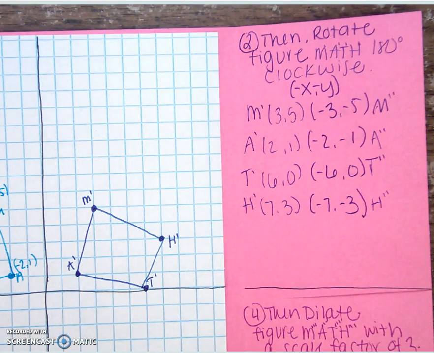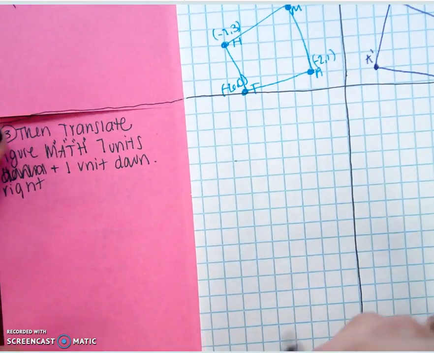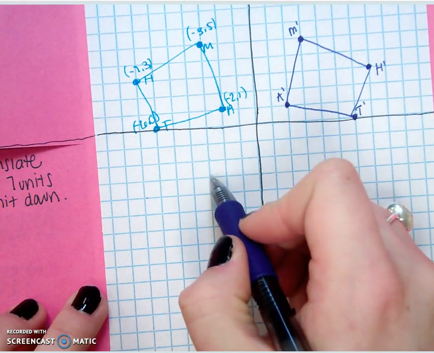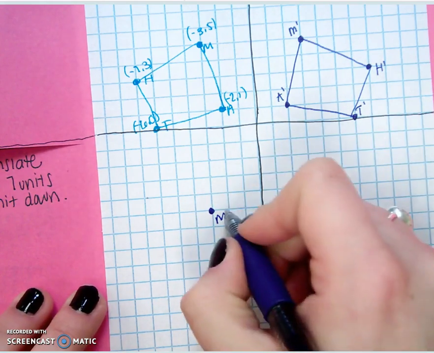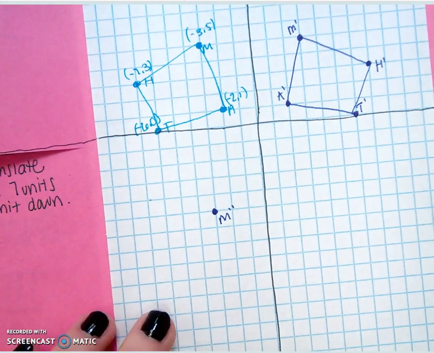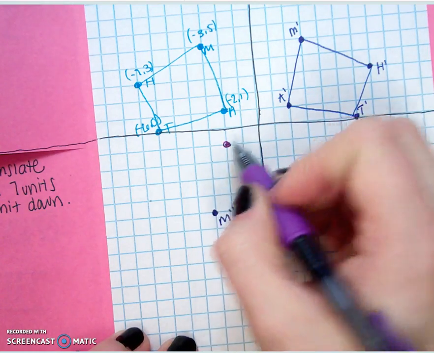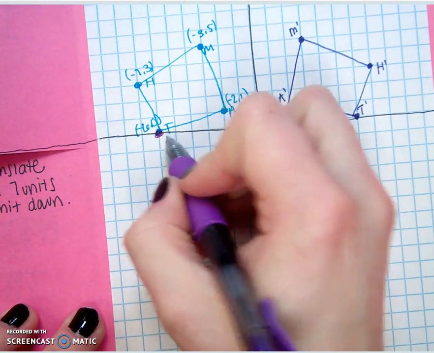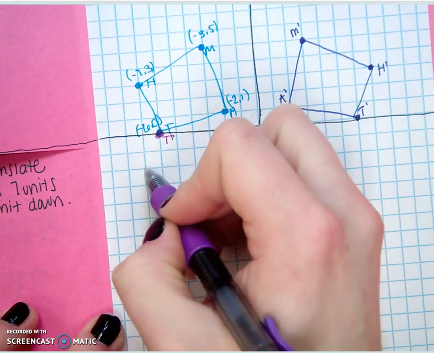And then you're going to go ahead and graph those. Let's graph those down here. It'll be in this quadrant. Negative 3, negative 5. Here's M. A is going to be at negative 2, negative 1. T, negative 6, 0, which is right here. H is negative 7, negative 3.